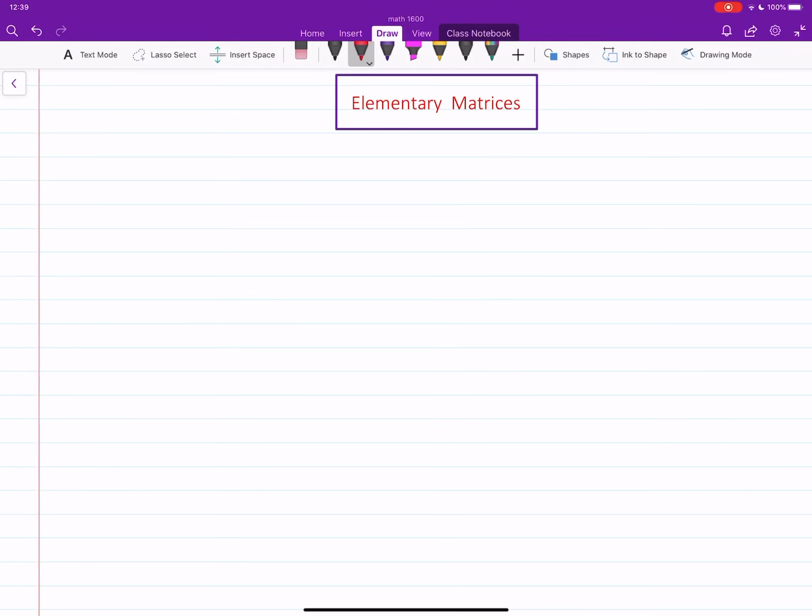Hi, in this video we will learn about a class of matrices called elementary matrices. As the name may suggest, these matrices are related to the elementary row operations, and as we will see, these matrices can implement the elementary row operations by matrix product. Okay, so let us start with the definition.